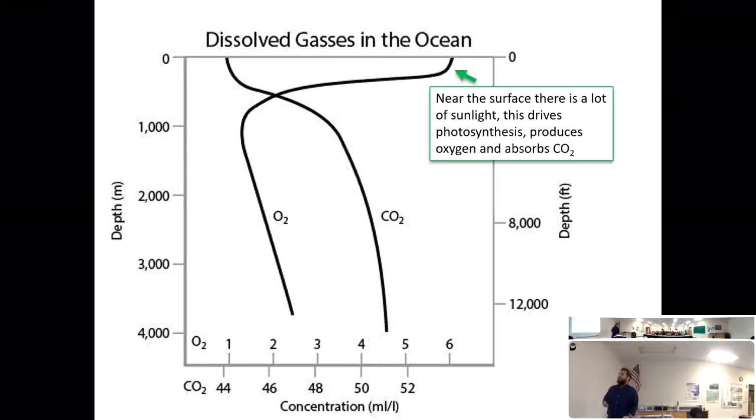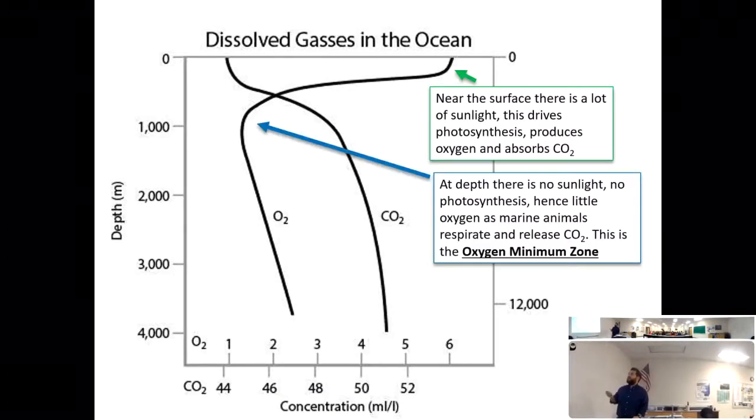So there you go. Dissolved gases in the ocean. Near the surface, there's a lot of sunlight, which drives photosynthesis, produces oxygen, and absorbs CO2. At depth, there's no sunlight, no photosynthesis, hence little oxygen, and marine animals respire and release CO2. So that's oxygen. This is called the oxygen minimum zone, right there. I don't think I have an actual question about that.